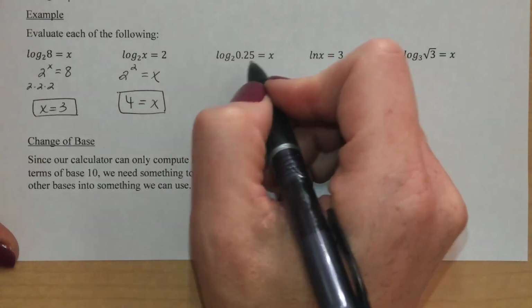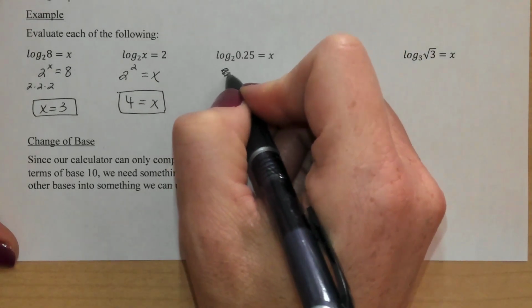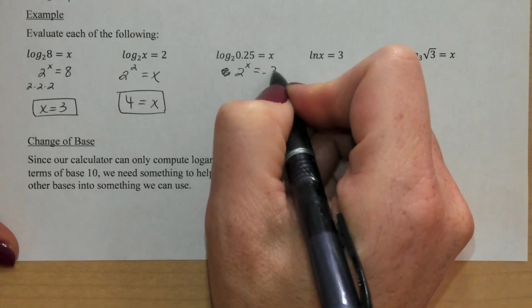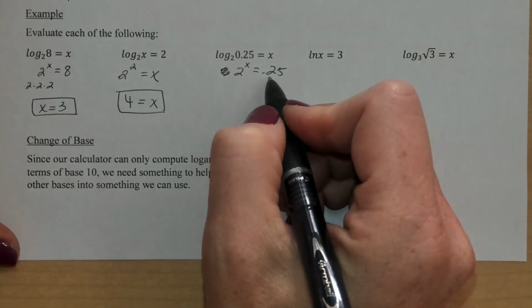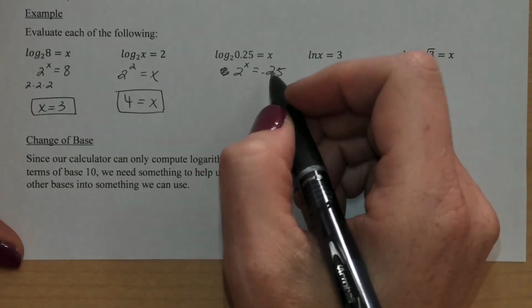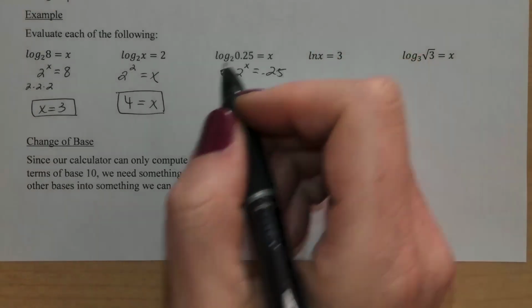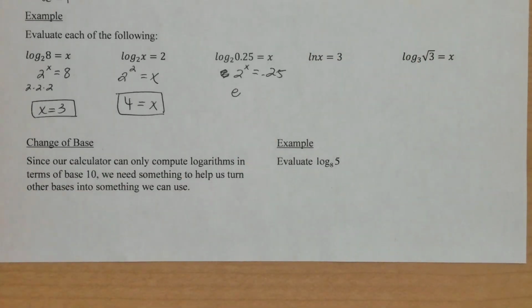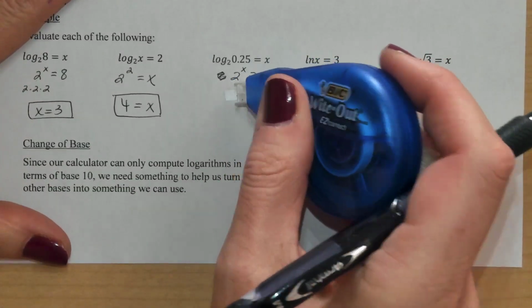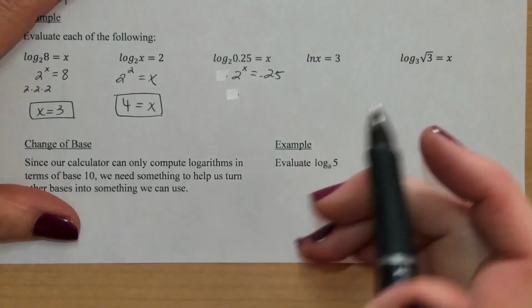I'm going to do the same thing here. I'm going to switch to exponents. I don't know why I wrote an e. 2 to the x equals 0.25. And fractions, decimals are not really our friend. Good gracious, I did it twice. Decimals are not really our friend in this chapter. We would prefer the fraction.